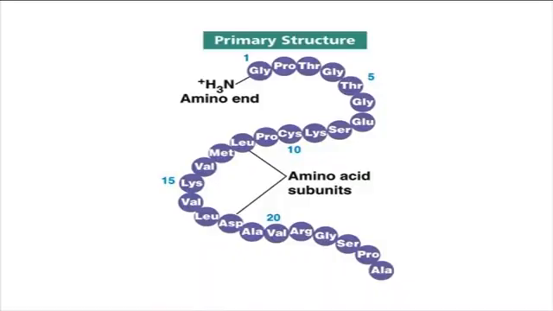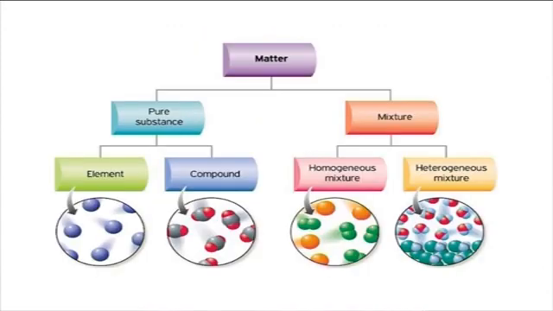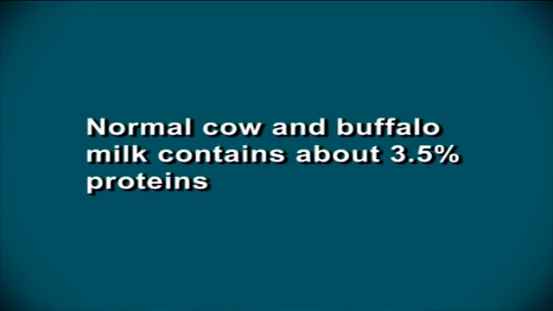Proteins are defined as high molecular weight polymers of alpha amino acids that are formed by living organisms. The primary structure of proteins consists of a polypeptide chain of amino acid residues joined through peptide bonds. Milk contains a heterogeneous mixture of proteins. Normal cow and buffalo milk contain about 3.5% proteins. The concentration changes significantly during lactation, especially during the first few days of postpartum.